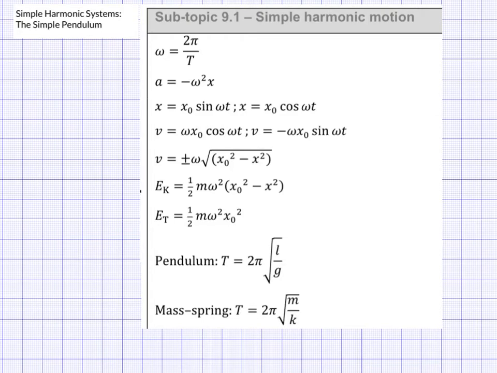This time we're looking at simple harmonic motion of a pendulum and a spring system. So we're still deep into topic 9.1. This is the higher level content. There's quite a bit here that we've been going through.